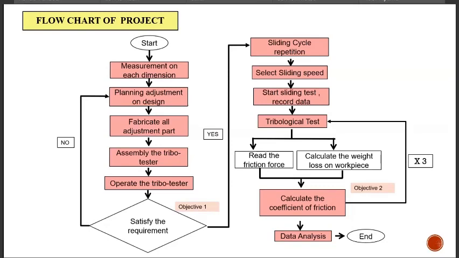This process from the tribological test to calculating the coefficient of friction will be repeated 3 times to get an accurate and average result, and then we do the analysis. And this is the end of the flowchart of the project.